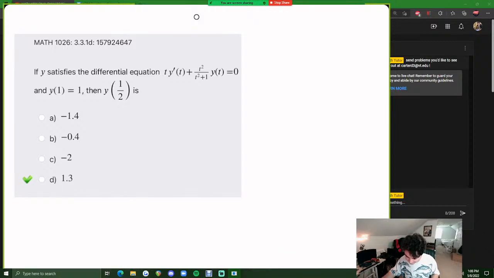Let's get into it. In this problem, they say if y satisfies the differential equation, and y of 1 equals 1, then what does y of 1/2 equal? Okay, so the method here to use would be separation of variables. So what I recommend is getting y prime by itself first.